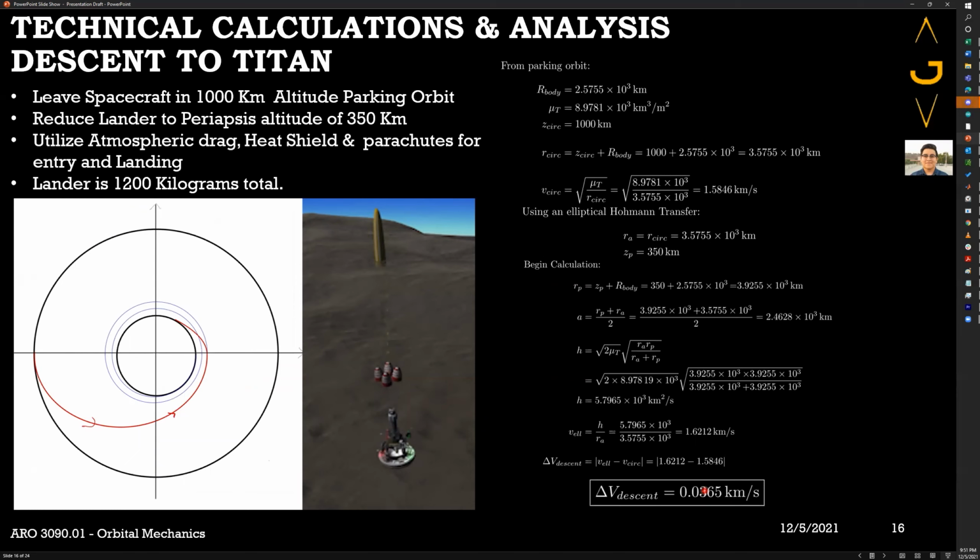After arriving at Titan, the plan is to leave the spacecraft in a parking orbit at an altitude of 1,000 kilometers. Then the lander will use a Hohmann transfer from the parking orbit to a periapse altitude of 350 kilometers. The lander, protected by a heat shield, will use the atmosphere and parachutes for the final landing. At the altitudes given and the periapse of 350 kilometers, we get a delta V of descent of 0.0365 kilometers per second.